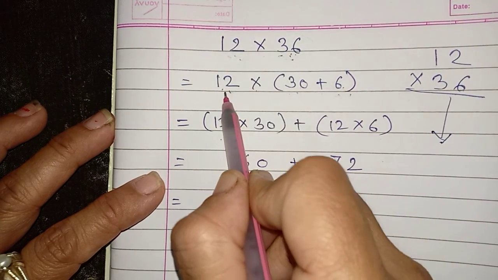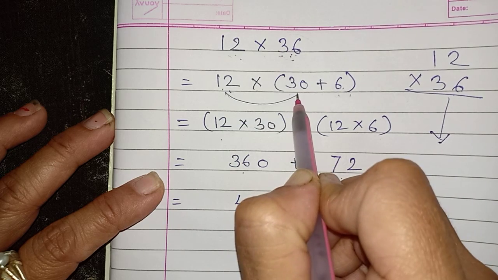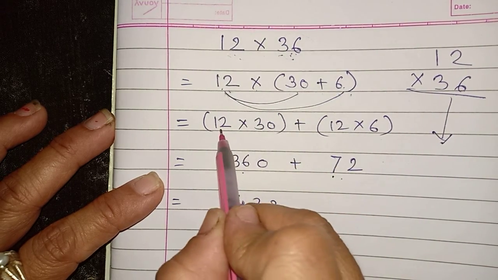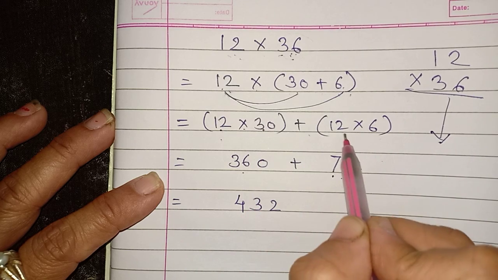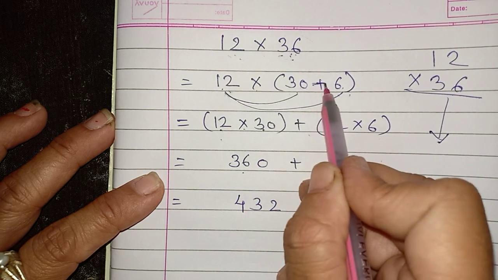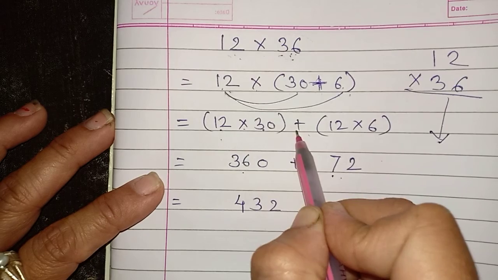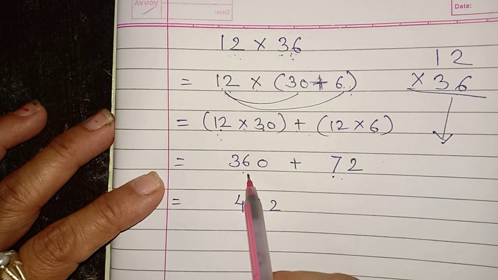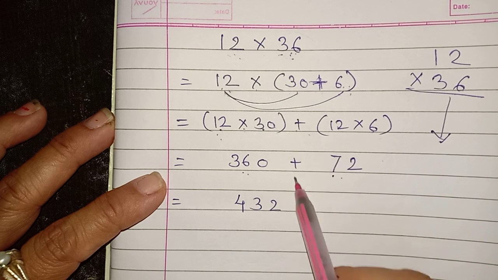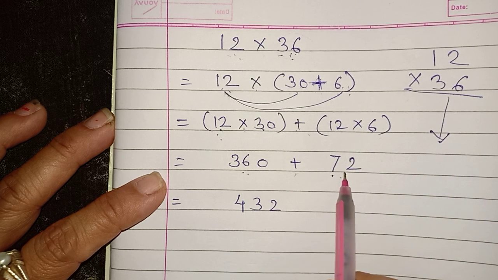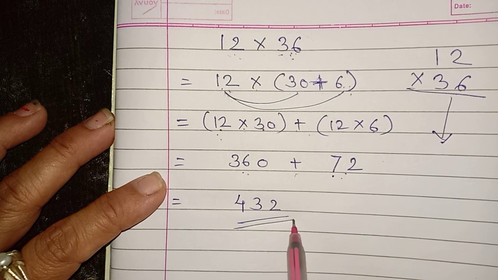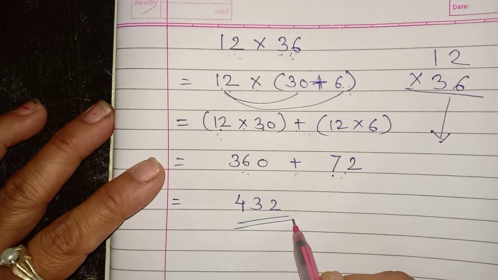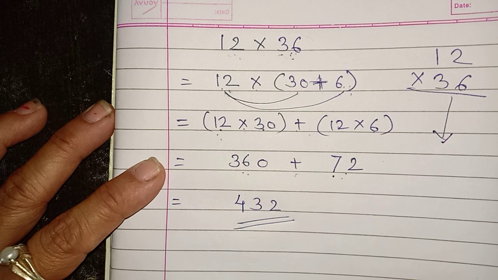So now let's multiply 12 and 30, and 12 and 6. Here I have written 12 into 30 plus 12 into 6, because this plus sign is given here. So 12 into 30, my answer is 360, plus 12 into 6 is 72. So I got the answer 432 by this distributive property. So see, very simple it is.